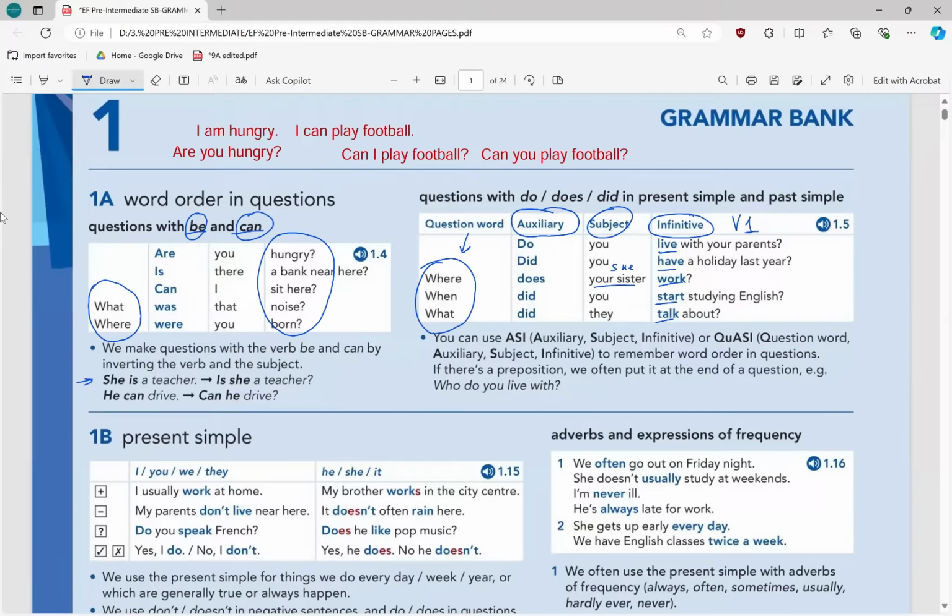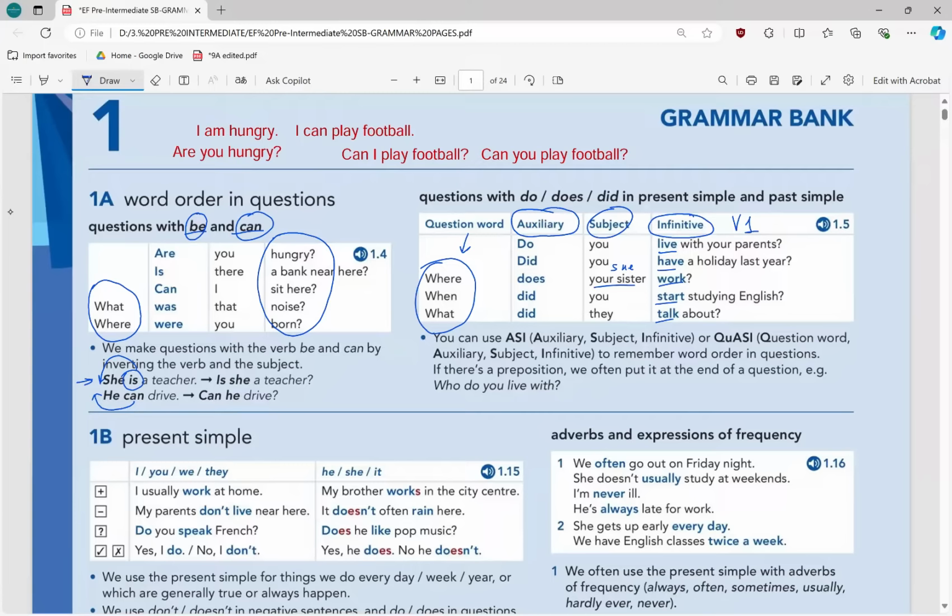Again, here they're explaining she is a teacher. To make the question, because we have got be here, is, it has to come before the subject. Is she a teacher? He can drive. Can comes before the subject. Can he drive? Right. As I said, if it's an infinitive, we're going to use do, does, did.